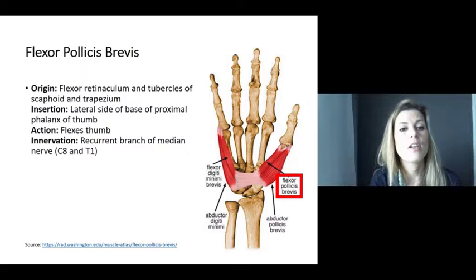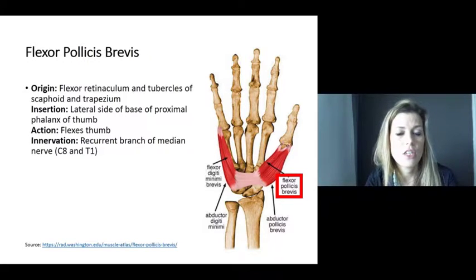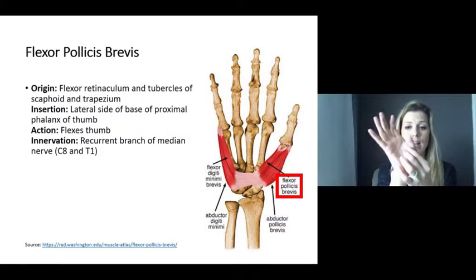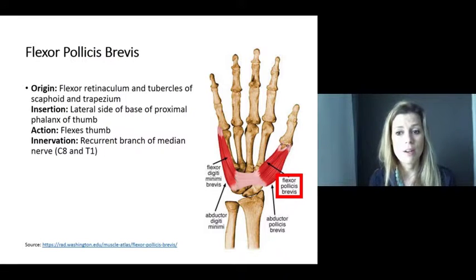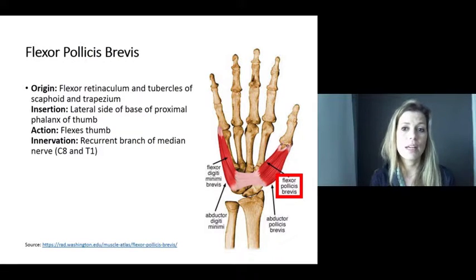The flexor pollicis brevis. You can look through the origin and insertions. The action is to flex the thumb, specifically at that MCP joint here. So typically this works along with the opponens pollicis to do a lot of your pinching and grasping patterns.